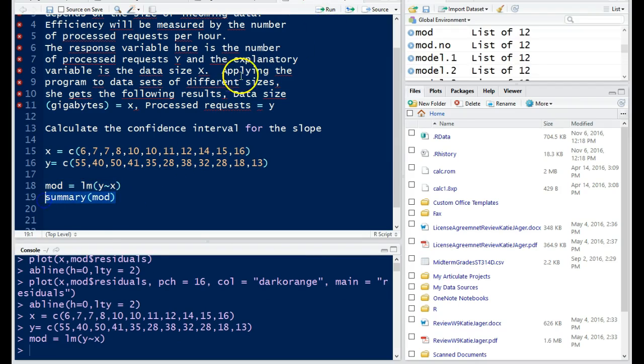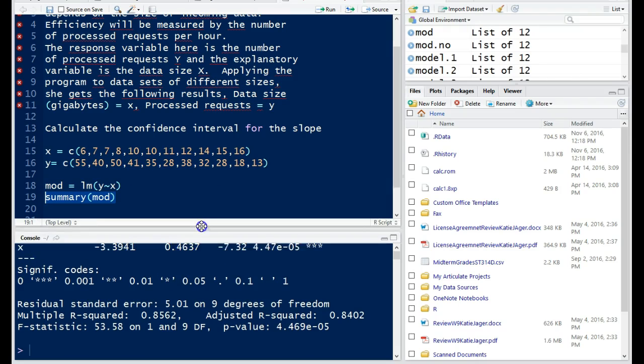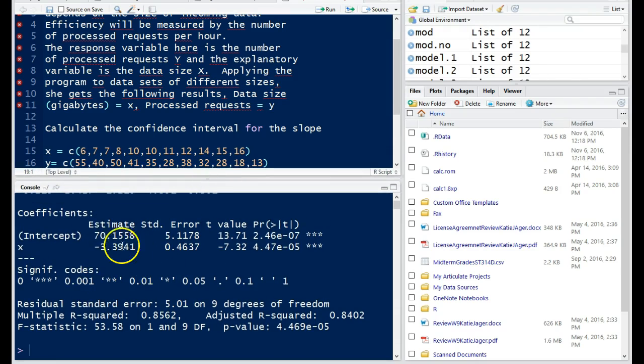Then to look at the summary information, just to get the point estimate, we can see that our point estimate will be -3.3941, and that the intercept of our line will be 70.16, but we don't really care about that so much. If we're going to calculate the confidence interval for the slope, all we need is this estimate value, the standard error, and a t-critical value from 9 degrees of freedom.